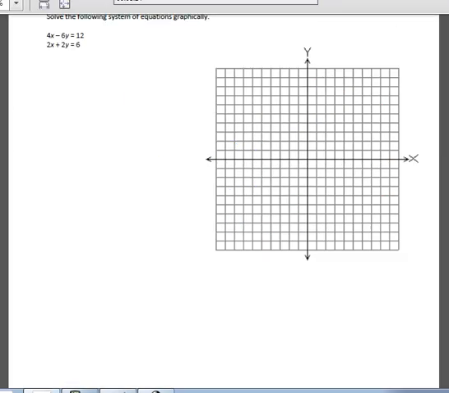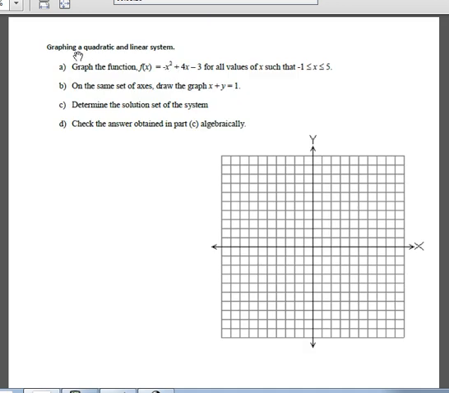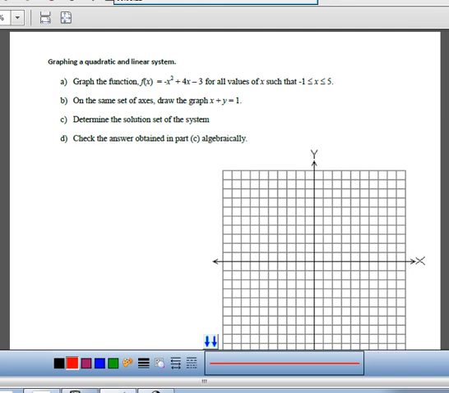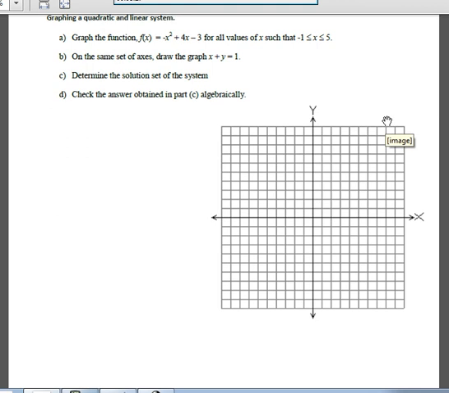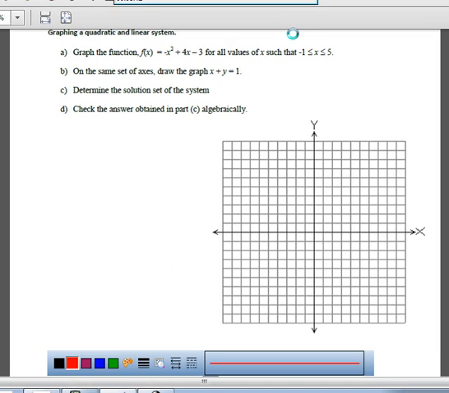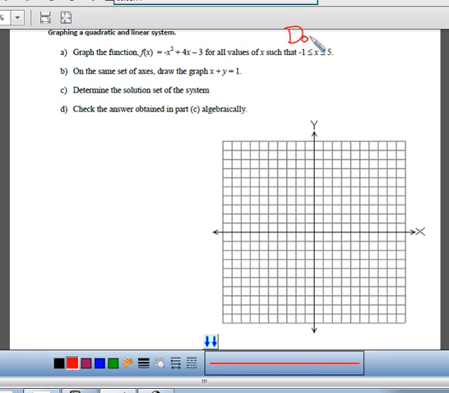So now we're going to take a look at page 40, graphing a quadratic in a linear system. So now we're going to be dealing with a quadratic and a linear. So we've got two different types of functions. Graph the function, so here's our quadratic. F of x equals negative x squared plus 4x minus 3 for all values of x such that negative 1 up to 5. So in other words, they're giving us the domain for just the quadratic, which is wonderful.